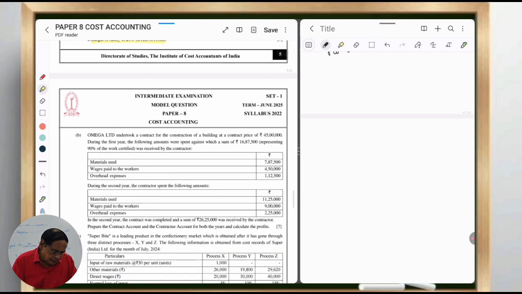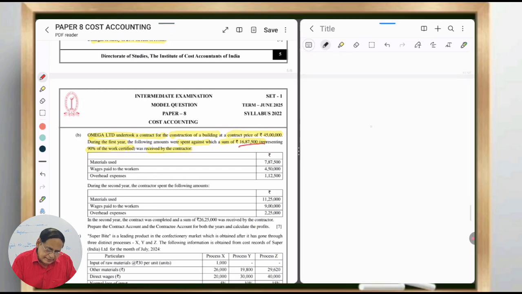The question number 4B, Omega Limited undertook a contract for construction of a building. A contract price is 45 lakhs. During the first year, the following amounts were spent, and then out of which a sum of rupees 16 lakhs 87,500 representing 90% of work certified was received. So from this we will find out the amount of work certified. Out of work certified, 90% is received in cash. So this is cash received.